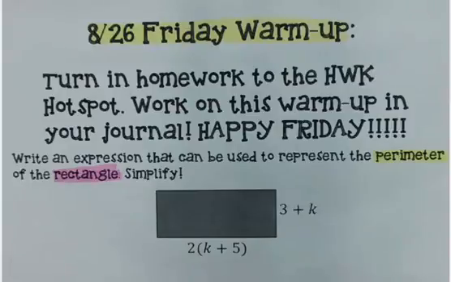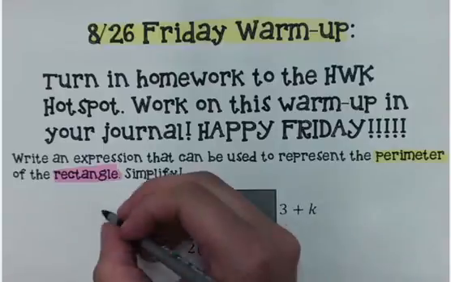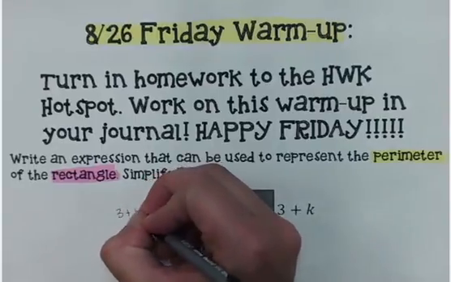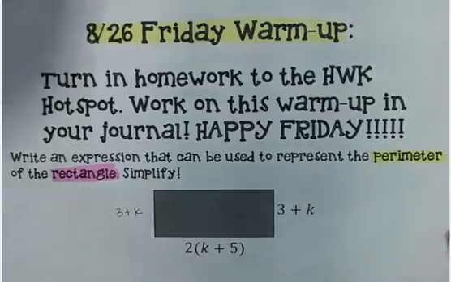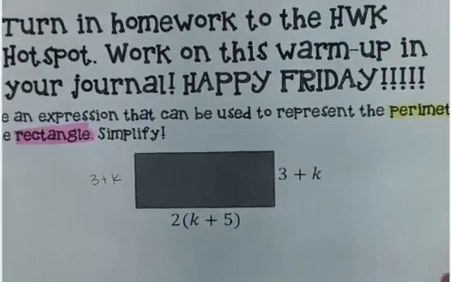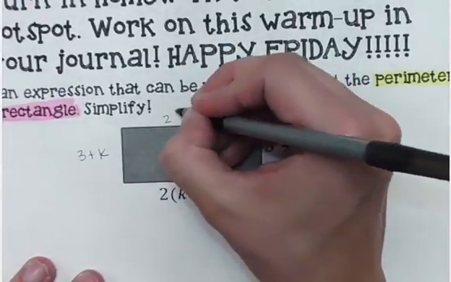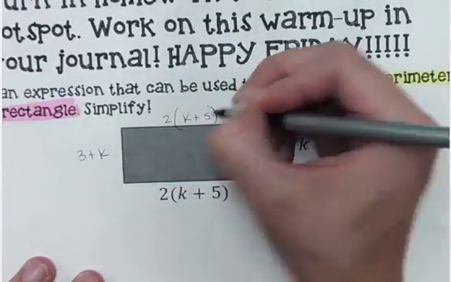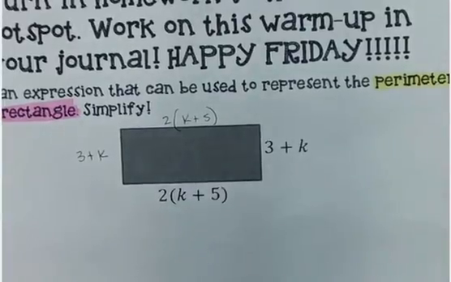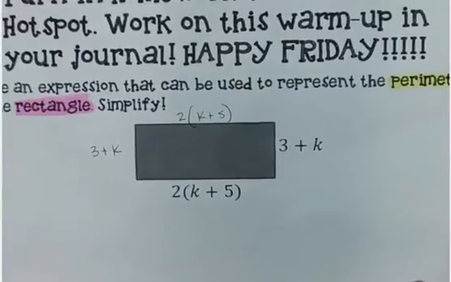First of all, since this is a rectangle, I know that this side is parallel with this side and they're the same length. So I'm going to go ahead and label this side length 3 plus k. The top is going to be the same as the bottom, so I'm going to have 2 parentheses k plus 5. Okay, so I labeled my rectangle.